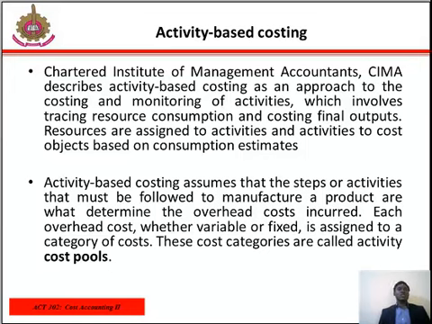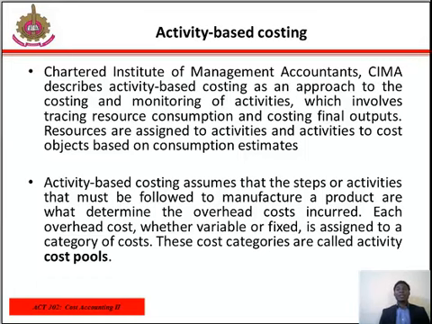Activity-based costing assumes that the steps or activities that must be followed to manufacture a product are what determine the overhead cost incurred. Each overhead, whether variable or fixed, is assigned to a category of cost. These cost categories are called activity cost pools. Of course, cost drivers are the actual activities that cause the total cost in an activity cost pool to increase.